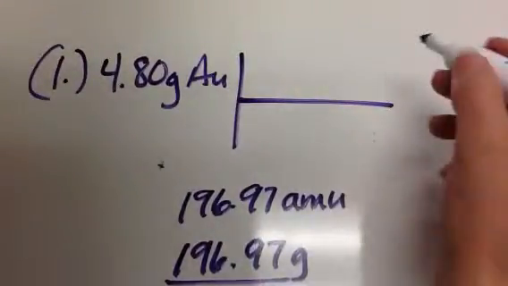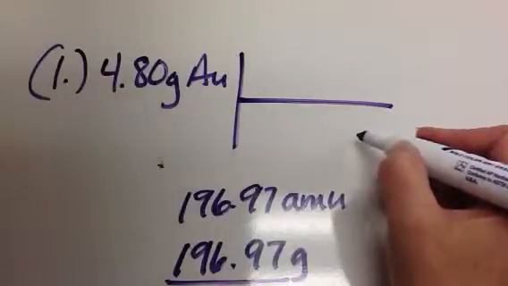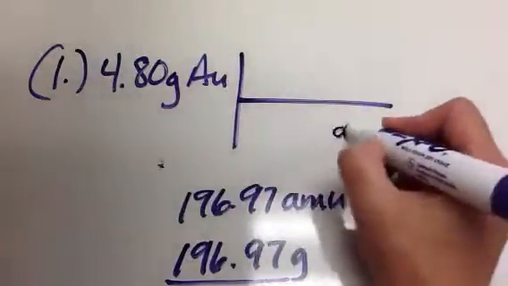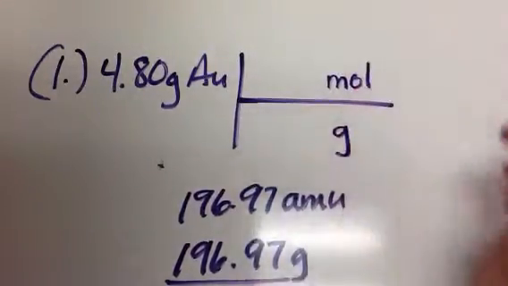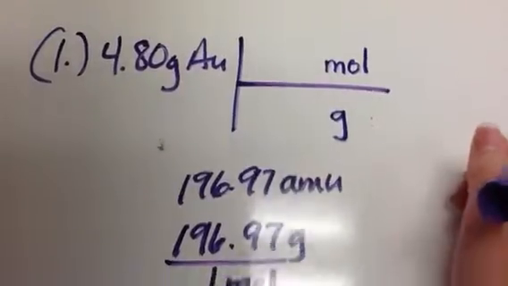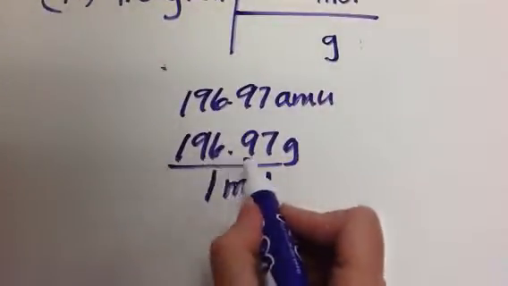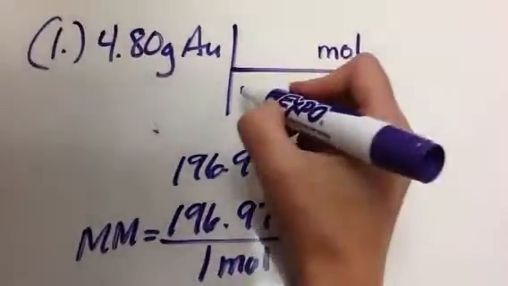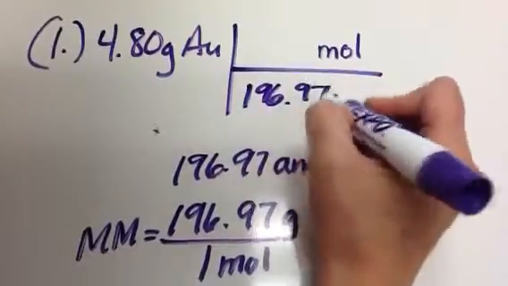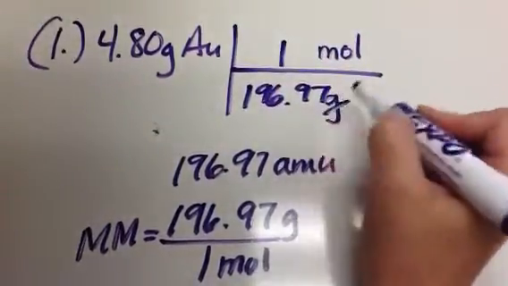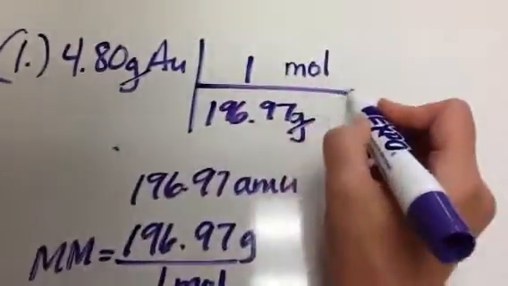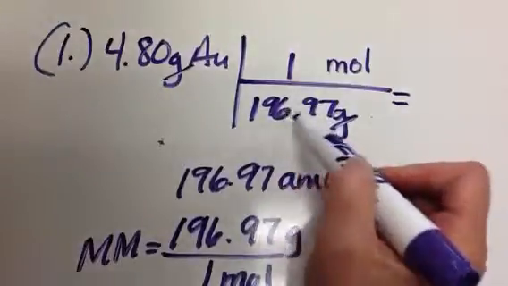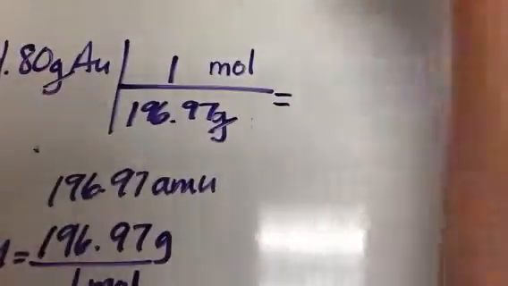I want to go from grams into moles. So where does grams go? Top or bottom? Want to get rid of it. There you go. So grams goes on the bottom. Moles goes on top. So I look at my number and it said there are 196.97 grams, this is the molar mass, in 1 mole. So I put 196.97 grams on the bottom, 1 mole on top. Grams cancels out because they are diagonal. And my math says multiply 4.8 times 1, divide by 196.97. So I do that.